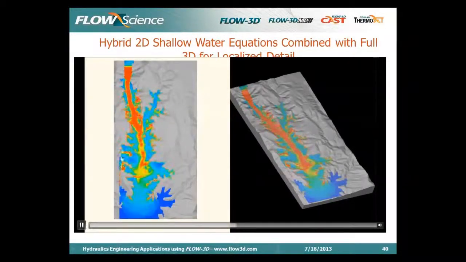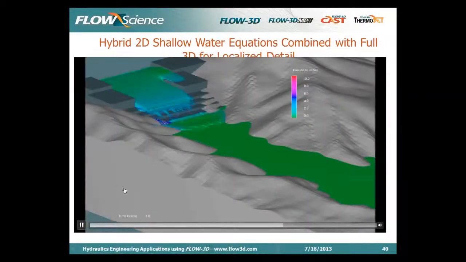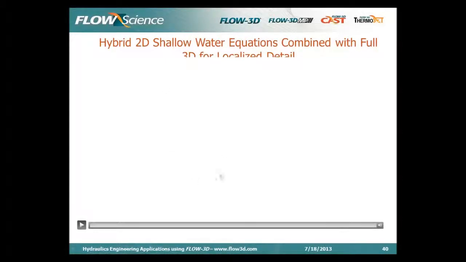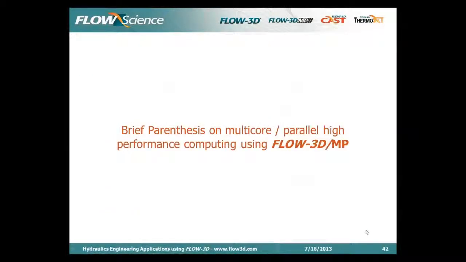So this part is a 2D shallow water mesh, and the detail at the top, which you can't see just yet, but this is the detail part of the same simulation. This is the detail that you capture with the full 3D local mesh, which is seamlessly integrated into the shallow water mesh. So for reference, these are the physics that we've already talked about. I won't read this again.